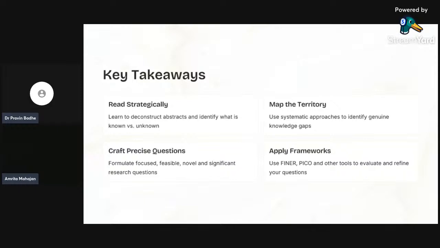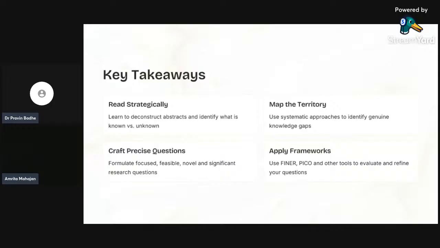Map the territory. Mapping the territory involves using a systematic, big picture, broad approach to see the entire landscape of a research field. Then comes craft precise questions. It emphasizes the importance of moving from a broad general idea to a focused, testable, specific hypothesis.